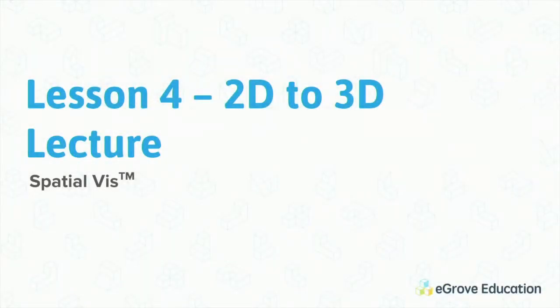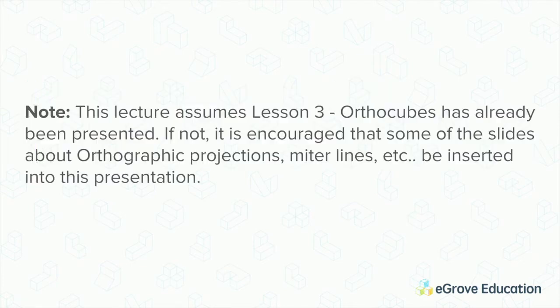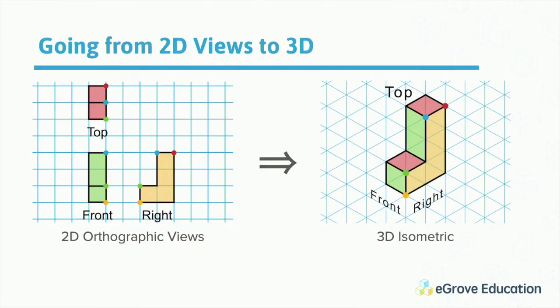This is lesson 4 in the Spatial Viz app, and it's 2D to 3D. So being able to go from 2D orthographics and produce 3D isometrics. Please note that this lecture assumes that you have already done lesson 3, which is orthocubes, and that's where we went from 3D to 2D, and we tried to go from an isometric to orthographic projections. So please make sure that you go back to that lesson if you haven't already looked at it yet.